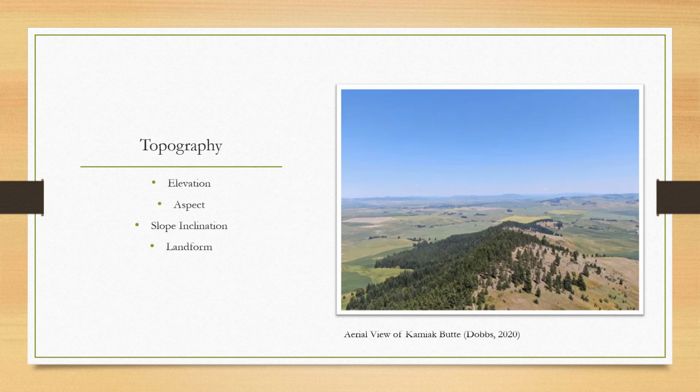The four main features of topography are elevation, aspect, slope inclination, and landform. Elevation is how high an area is relative to sea level. The elevation at Kamiak Butte is 3,641 feet. Aspect is which direction the face of the landform is at in relation to a compass. Slope inclination is how steep an area is, and the landform is the physical features of the area. As you can see in the picture, the north aspect of Kamiak Butte is full of trees, while the south aspect is more bare.